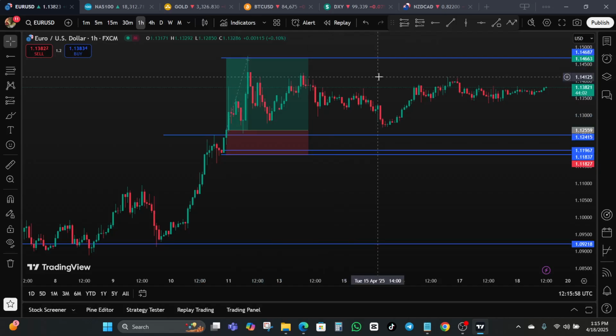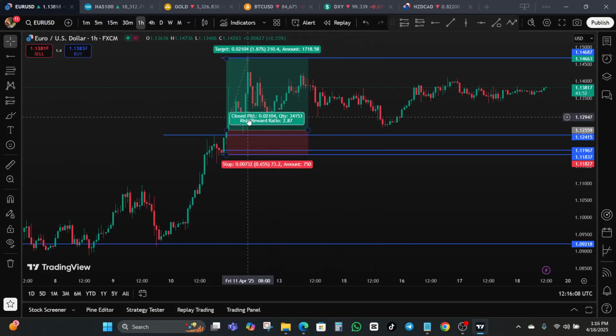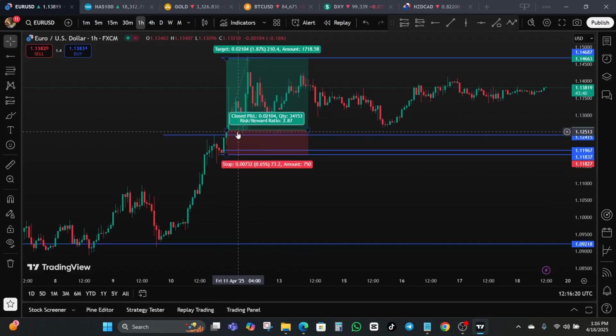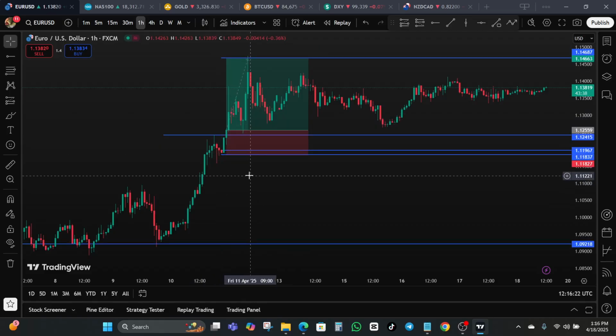So if price instead wicks above the high and closes back below, that's a possible fake out. You should be looking out for a fake out if possible. If price attempts to break below a certain level, and then before you know it, there's a rejection and a reversal, in that case, it's possibly a fake breakout and a reversal pattern. That's the reason why you must get confirmation before entering your trade.